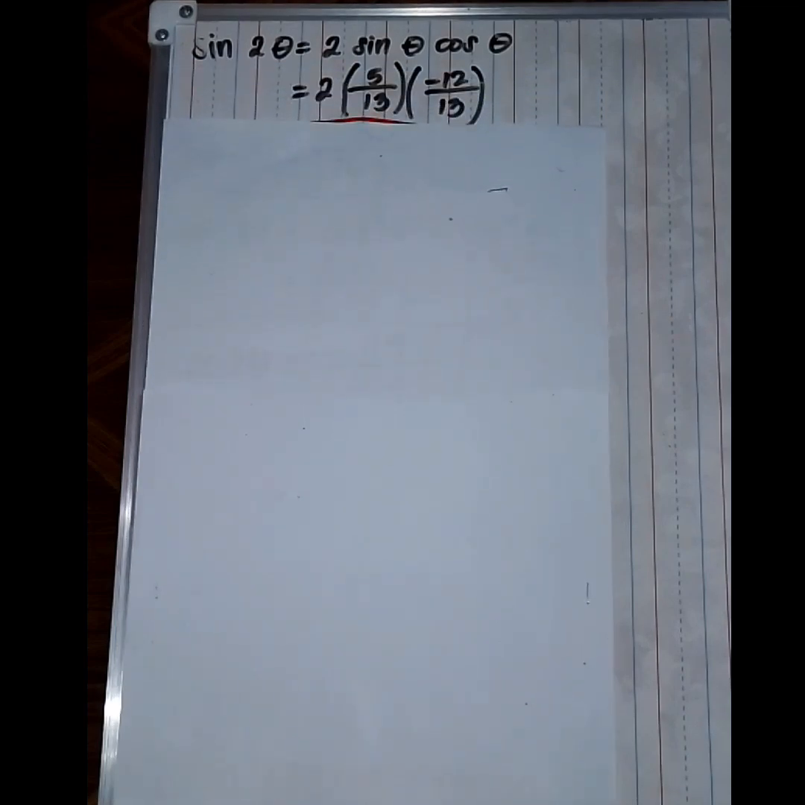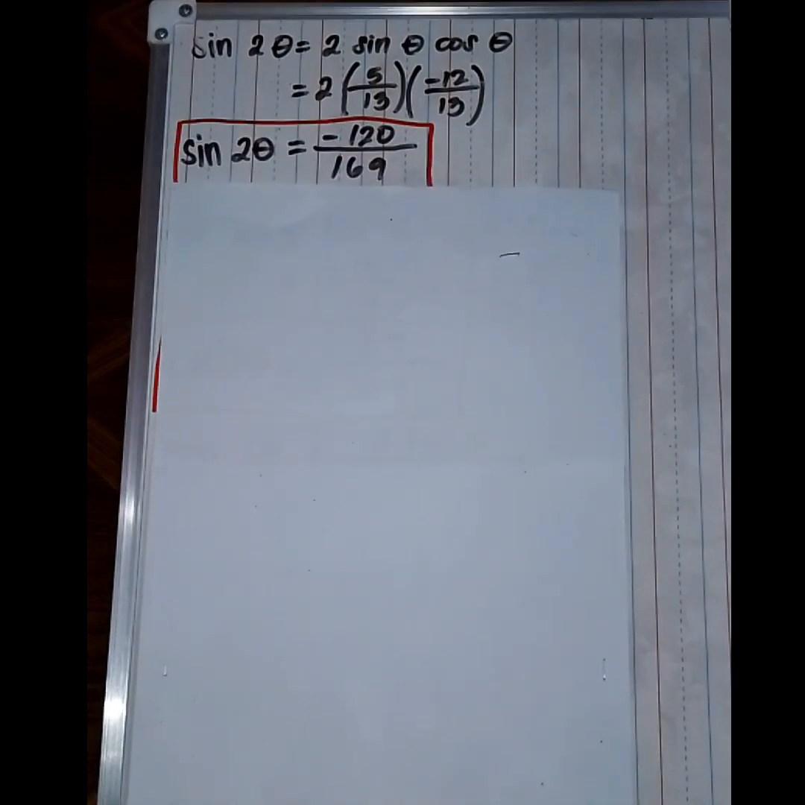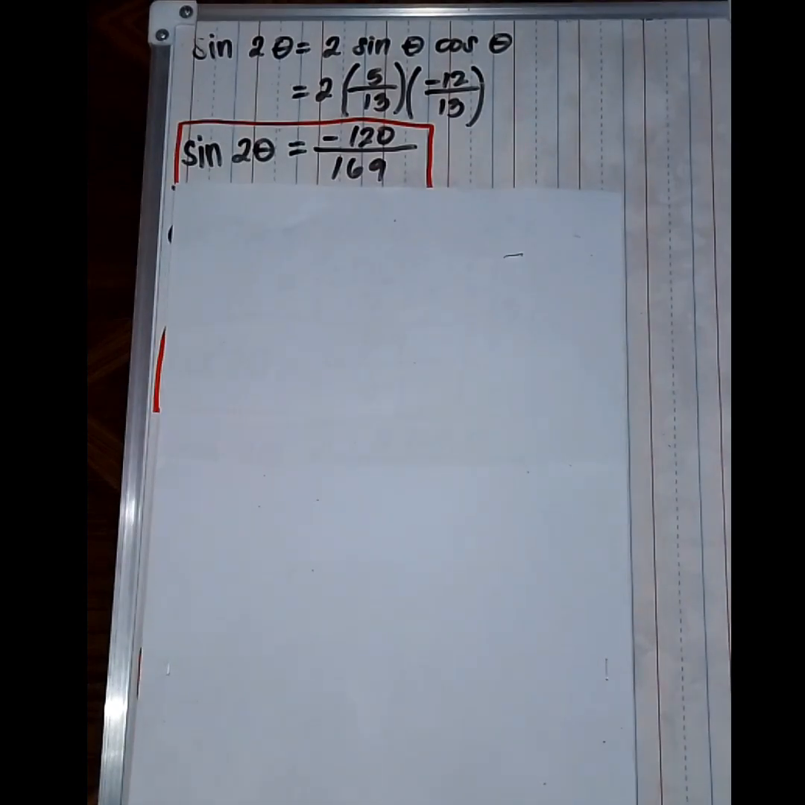Let's find sine 2 theta. Earlier, it is equal to 2 sine theta cosine theta. So we plug in the values: 2 times sine theta, which is 5 over 13, times cosine theta, which is negative 12 over 13. Using a calculator, 2 times 5 over 13 times negative 12 over 13 is equal to negative 120 over 169.